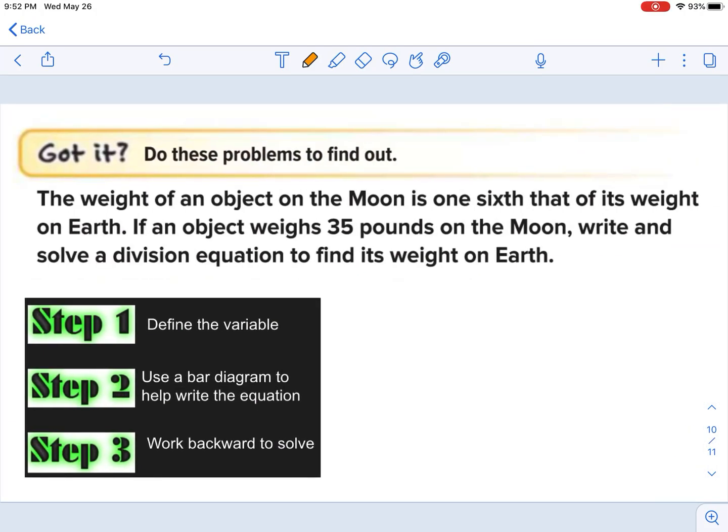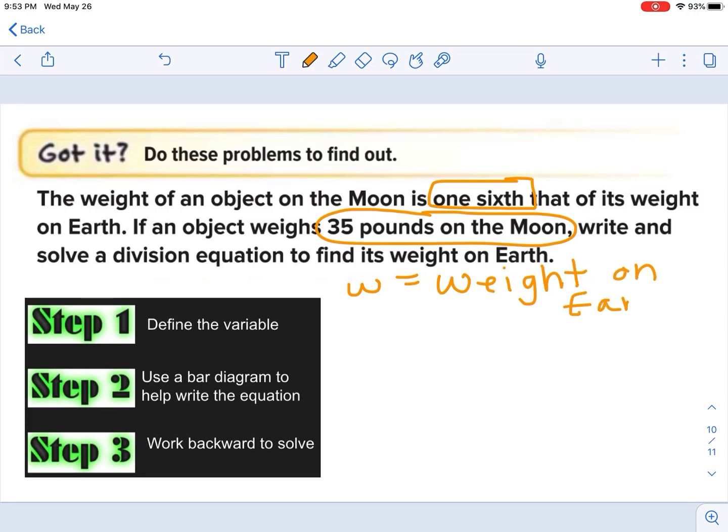All right, let's look at one more example. The weight of an object on the moon is 1/6 that of its weight on Earth. So things weigh less on the moon because they have less gravity. If an object weighs 35 pounds on the moon, we're going to write and solve a division equation to find its weight on Earth. And our other important thing is 1/6. So things on the moon are 1/6 the weight. We're trying to find out how much it weighs on Earth. So we're going to use W for weight on Earth. Okay, let's look at it with a bar diagram.